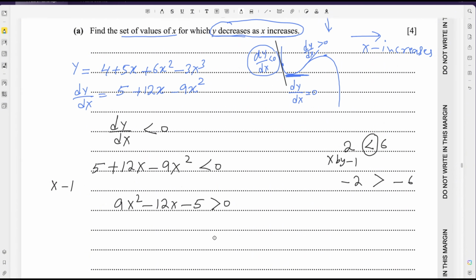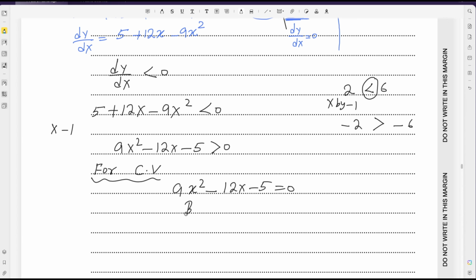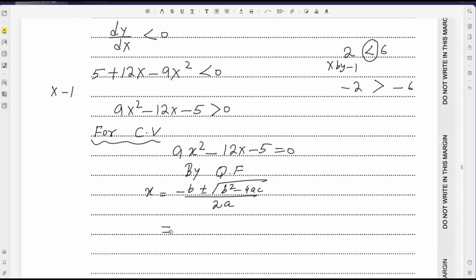Okay. Now, how to solve the inequality? We find the critical values. For finding critical values, we always put the inequality equal to 0. 9x squared minus 12x minus 5 equals 0. By the quadratic formula, because the quadratic formula works all the time, the best thing is to apply the quadratic formula here. x equals minus b plus or minus the square root of b squared minus 4ac, divided by 2a. And we plug the values in here.